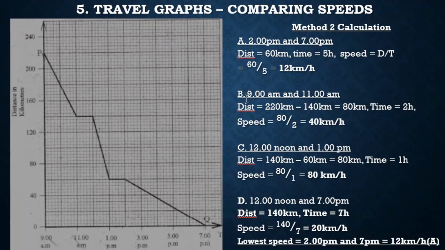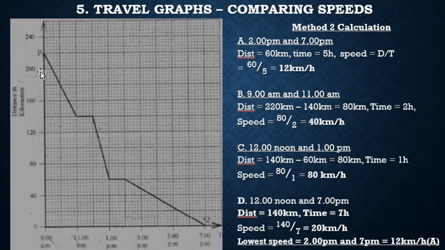We go to B, choice B, which says 9 a.m. and 11 a.m. 9 a.m. is this line here, and 11 a.m. is up to here. So it is talking about this slope here, the first slope here, 9 a.m. and 11 a.m. So I want to get the distance. So the slope starts at 220, between 240 to 220, and then the slope ends at 140. So 220 minus 140 is 80 kilometers, sorry.